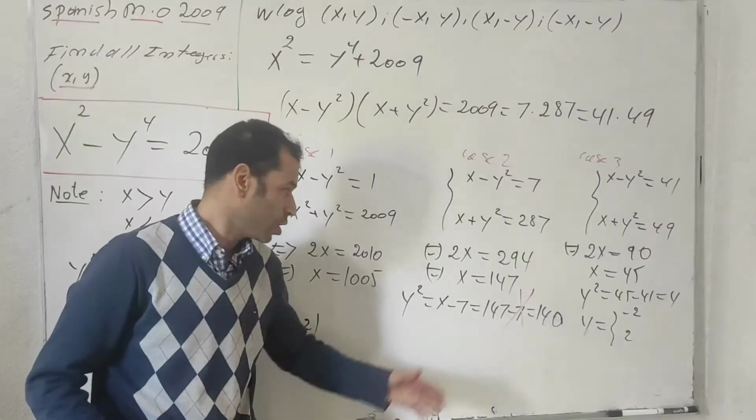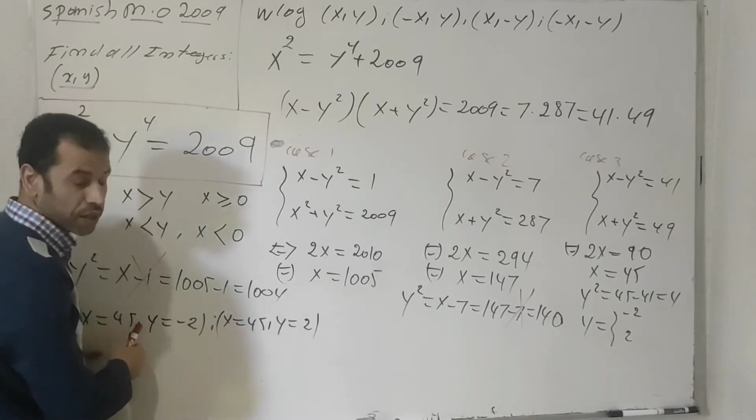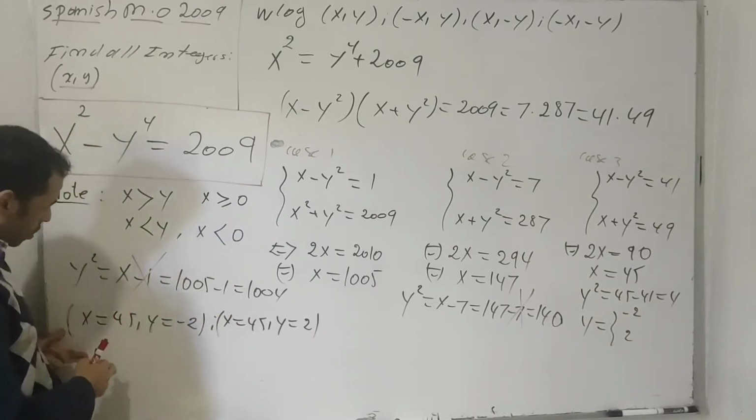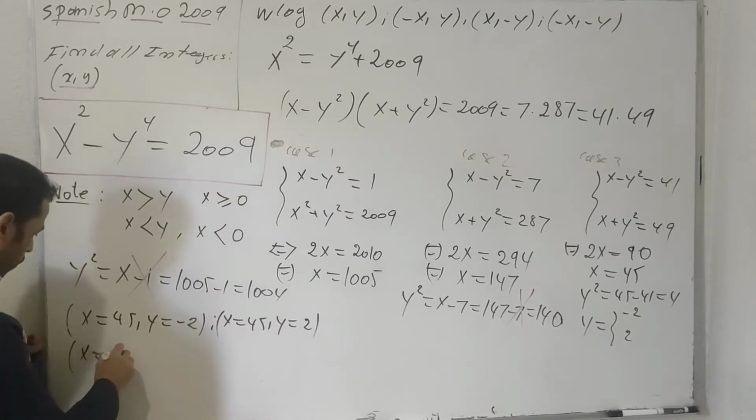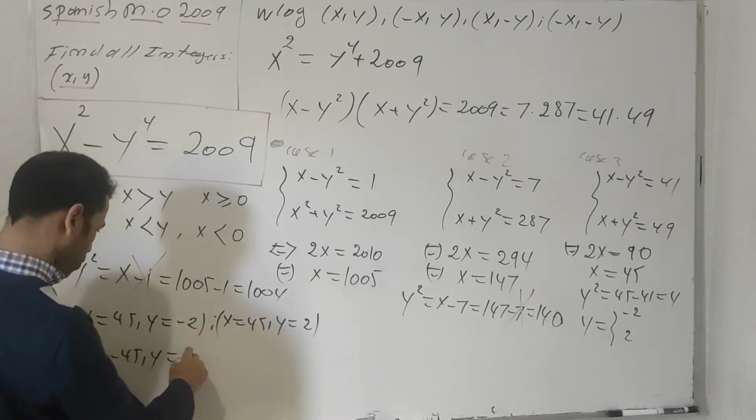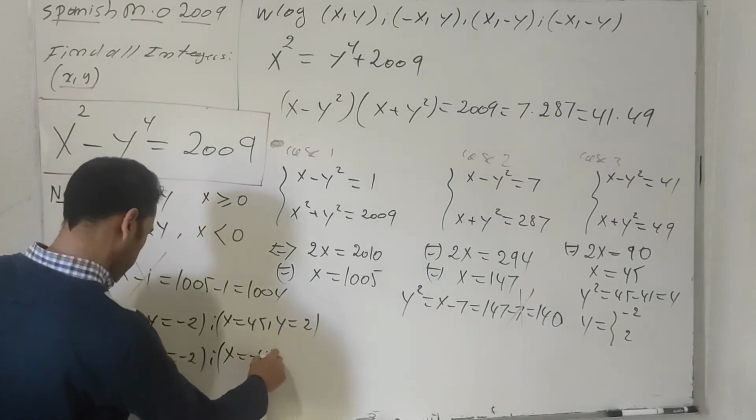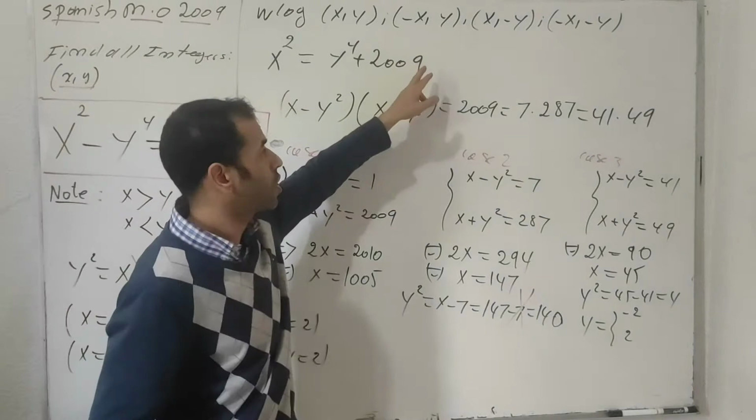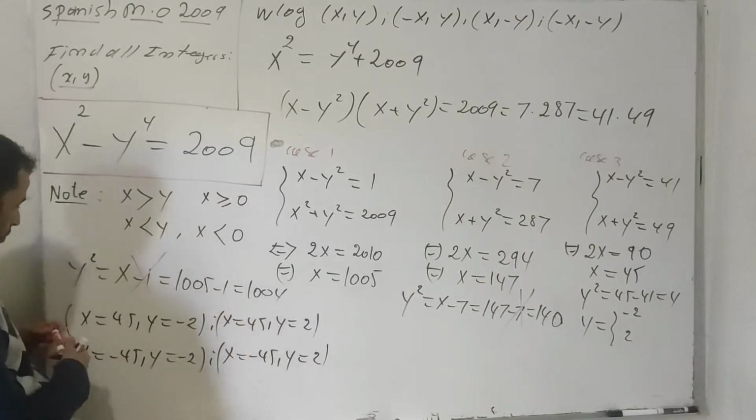But remember, we have extra solutions. As I said before, this is only for x positive. What about if x is negative? Because we have a square here, I will have other solutions: x equals minus 45 and y equals minus 2, and also x equals minus 45 and y equals 2. As I mentioned in the first assumption, this means we have 4 solutions.